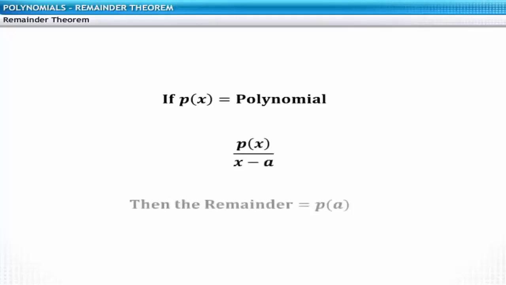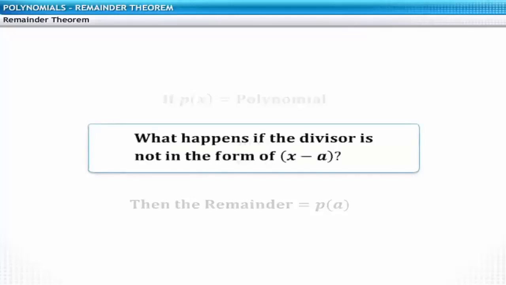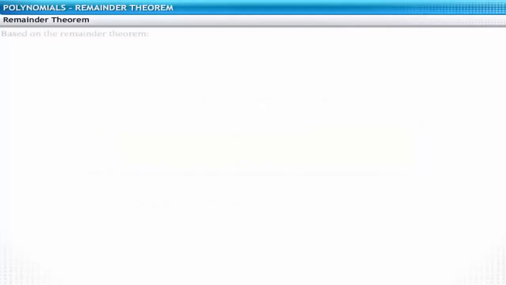Remainder theorem states that if P of x is a polynomial in x and P of x is divided by x minus a, then the remainder is P of a. The remainder theorem specifies the remainder in cases where the divisor is x minus a. However, there may be cases where the divisor does not appear in the form x minus a. In such situations, you can use the following guidelines to determine the remainder in the division of a polynomial.